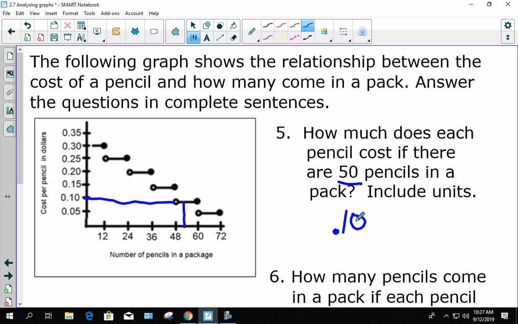Please include the cents. It's 0.10. So it's 10 cents. You must include the unit of measurement. If you put 10, that's wrong because that's $10. It has to be 0.10.